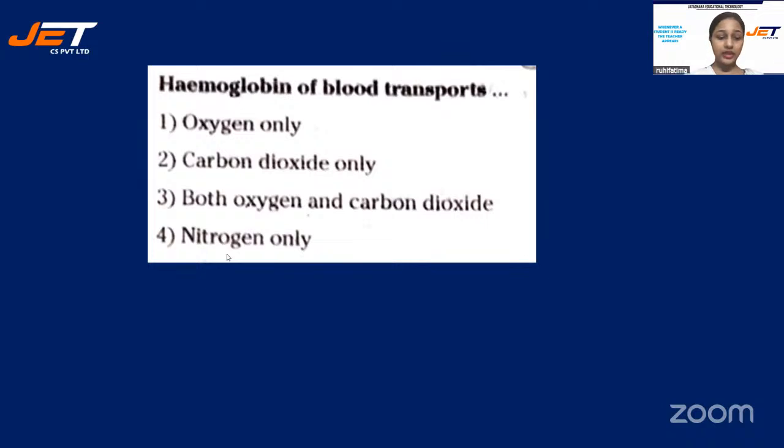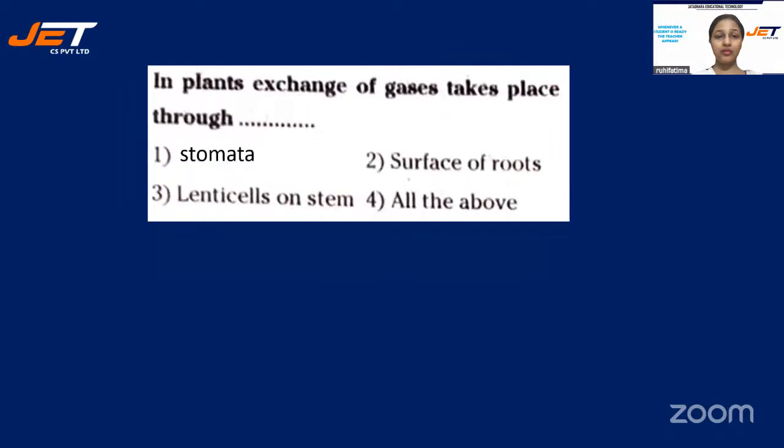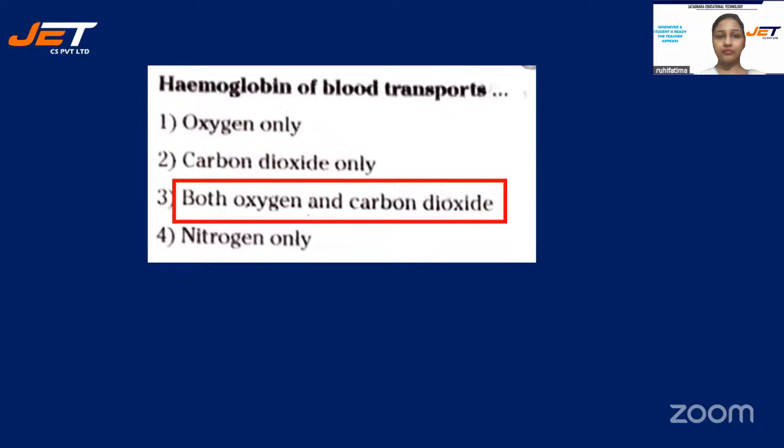Yes, what is the correct answer, students? Hemoglobin of blood transports oxygen only, carbon dioxide only, both oxygen and carbon dioxide, or nitrogen only. Students, the correct answer for this question will be option number 1, oxygen only. Okay? It mixes with carbon dioxide. Okay? But for the transportation, it will be oxygen only. And carbon dioxide also, both carbon dioxide.